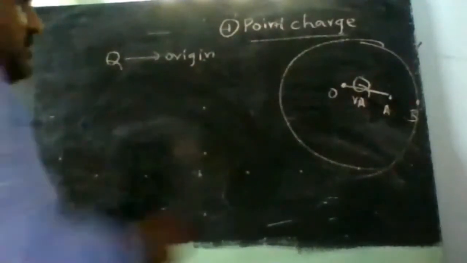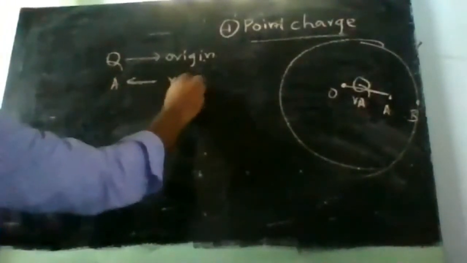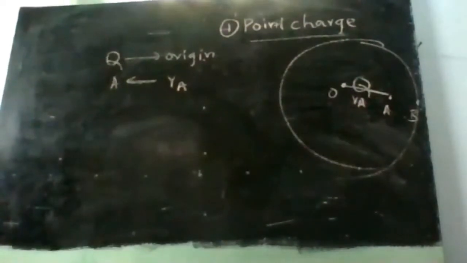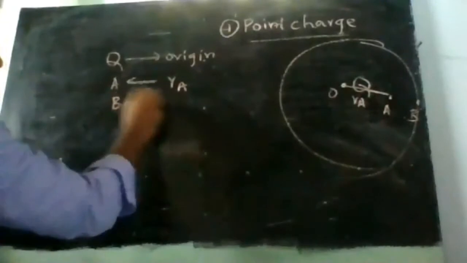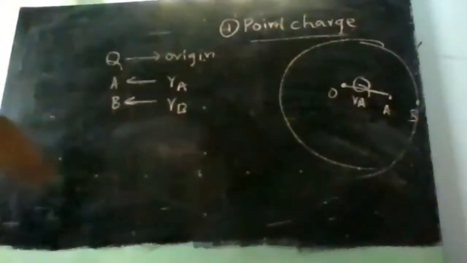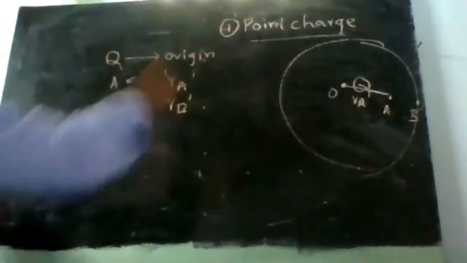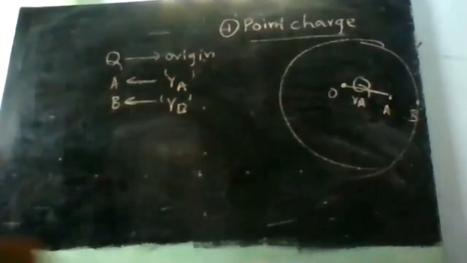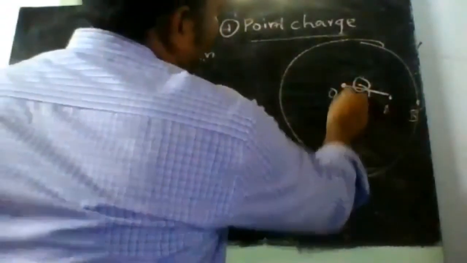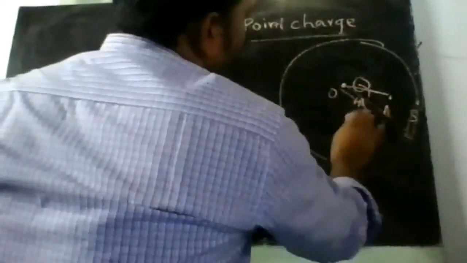So let us consider that point A is at a radial distance of ra from the origin. And point B is there, which is again in the same line, or it can be anywhere. It is at a distance of rb from the origin. So the distance to point A is ra, and the distance to point B, wherever you consider, is rb.